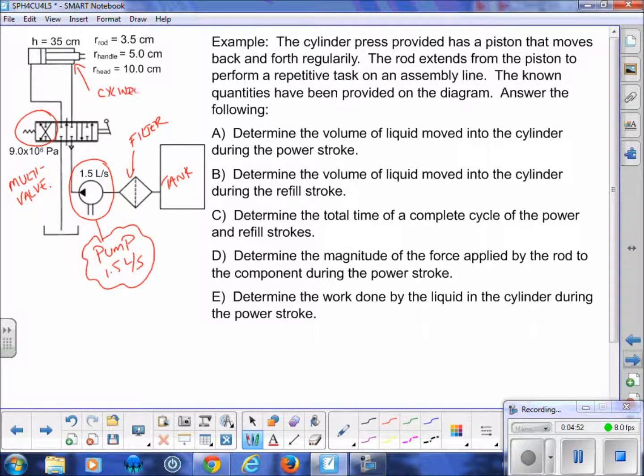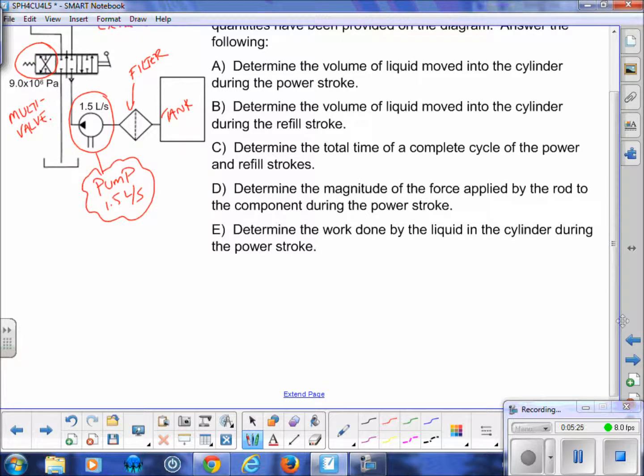All right, so we have a bunch of information that allows us to move forward here. So the question says the cylinder press provided. So this is, say, meant to bend metal for, say, horseshoes or whatever purpose we're bending the metal for. So that's what it does. It moves back and forth regularly. The rod extends from the piston to perform a repetitive task on the assembly line. The known quantities have been provided in the diagram, so we want to answer the following. So this will be a little tricky for me because I'm going to go back and forth or scroll up and down. So let's start with question A.